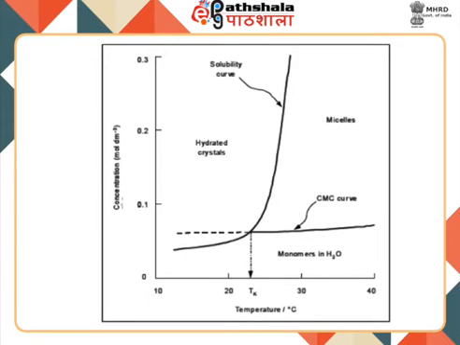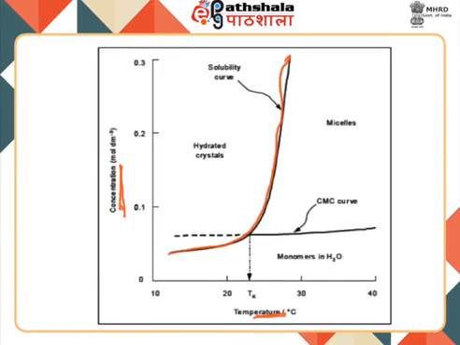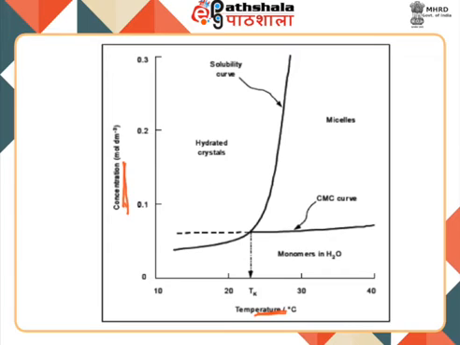So you can see here this binary phase diagram. The concentration is plotted with the temperature. Now this is the solubility curve. Furthermore, you can see that this is the CMC curve. And below this there will be monomers which will exist in water, and above this CMC curve you can see there will be micelle formation.